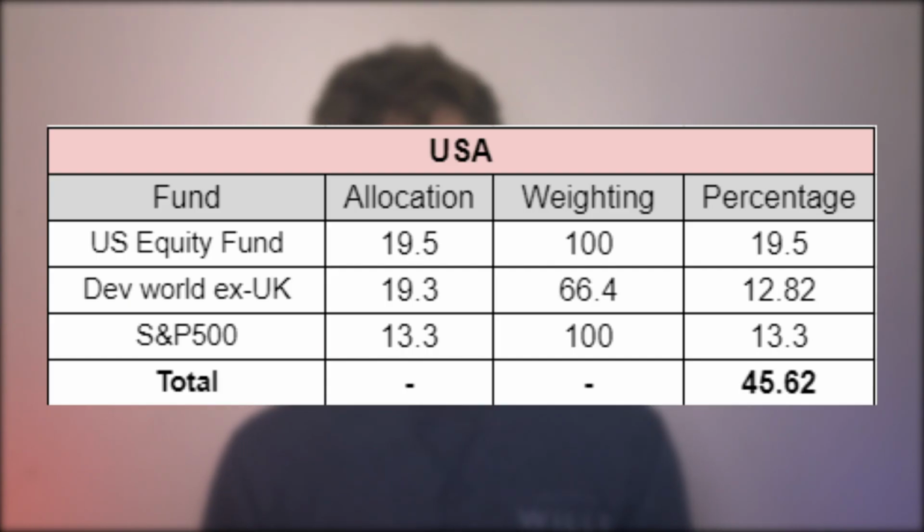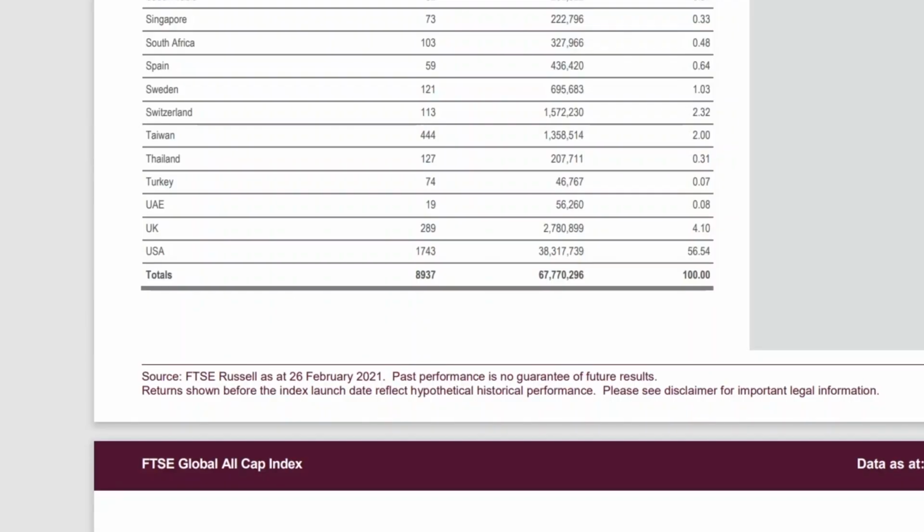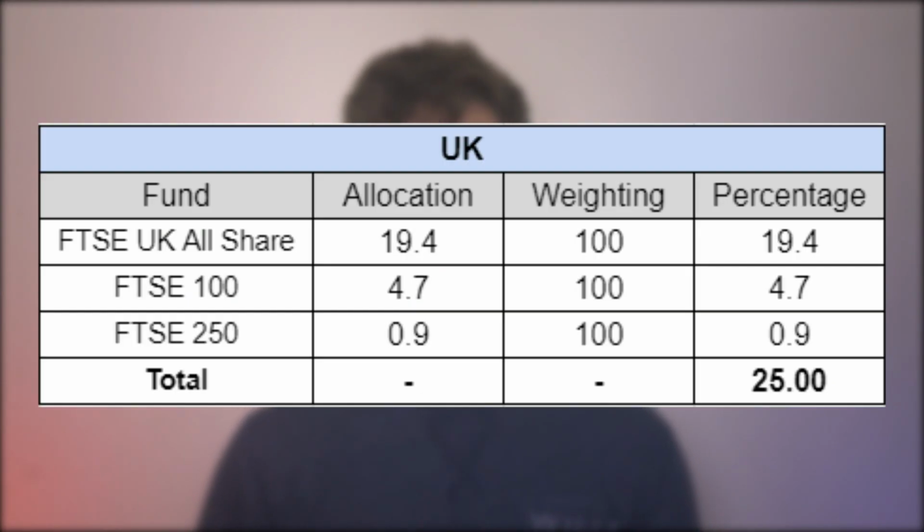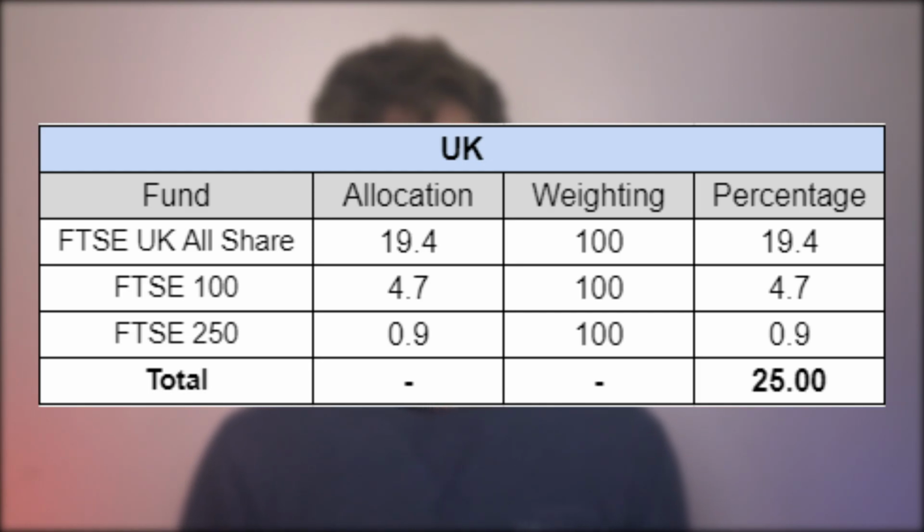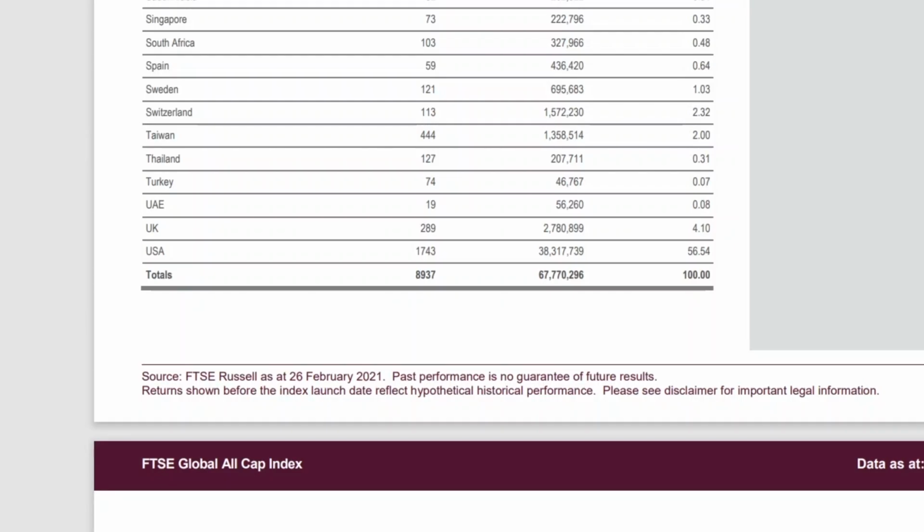For the LifeStrategy 100 fund, the US allocation, which stems from 3 different funds that we just discussed, is around 45.6%. This can be compared to the FTSE Global All Cap Index, which has a US allocation of around 56.5%. Then, for the LifeStrategy 100 fund, the UK allocation, which stems from the UK All Share Index Unit Trust, the FTSE 100 ETF, and the FTSE 250 ETF, is currently 25%. This can be compared to the FTSE Global All Cap Index, which has a UK allocation of 4.1%.